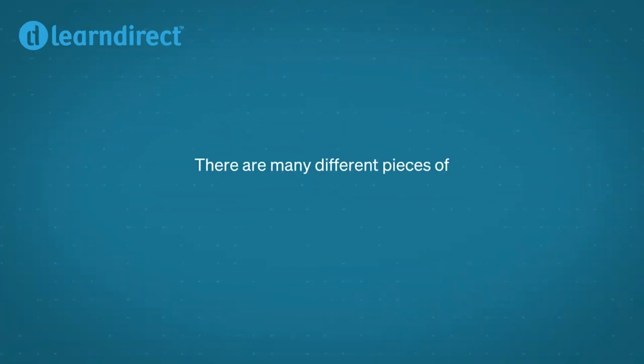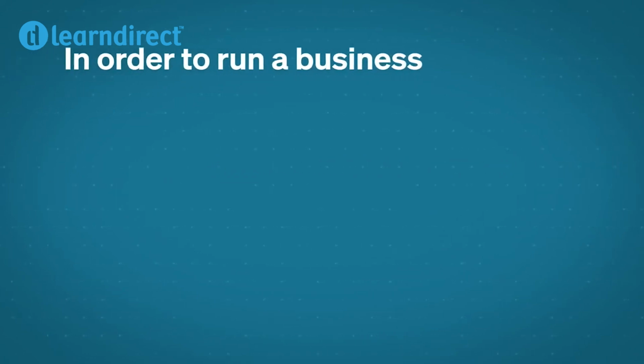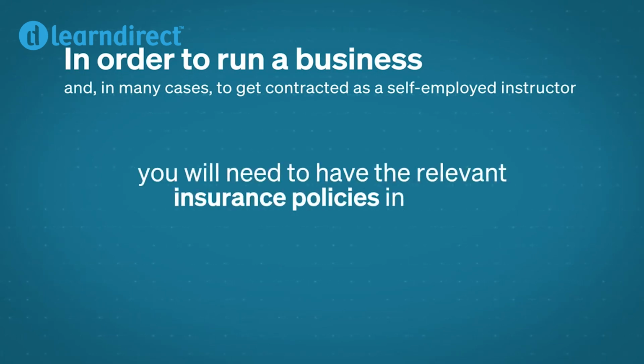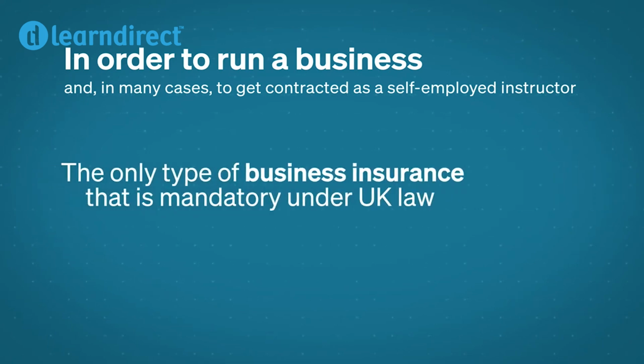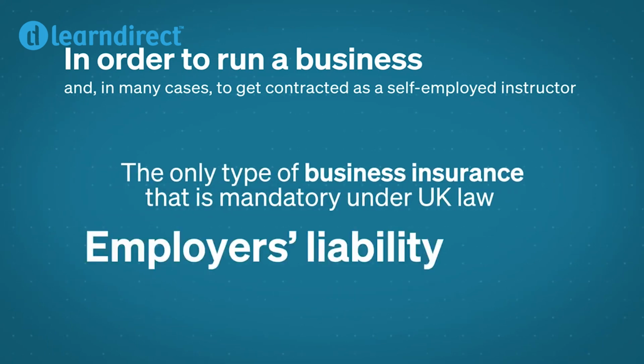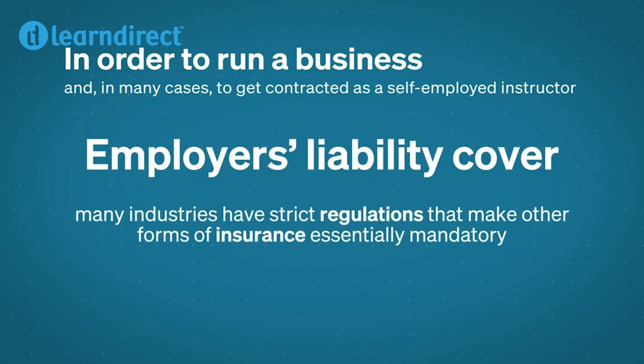There are many different pieces of legislation in the UK related to insurance. In order to run a business, and in many cases to get contracted as a self-employed instructor, you will need to have the relevant insurance policies in place. The only type of business insurance that is mandatory under UK law is employer's liability cover, which is a legal requirement for businesses that employ staff. However, many industries have strict regulations that make other forms of insurance essentially mandatory.